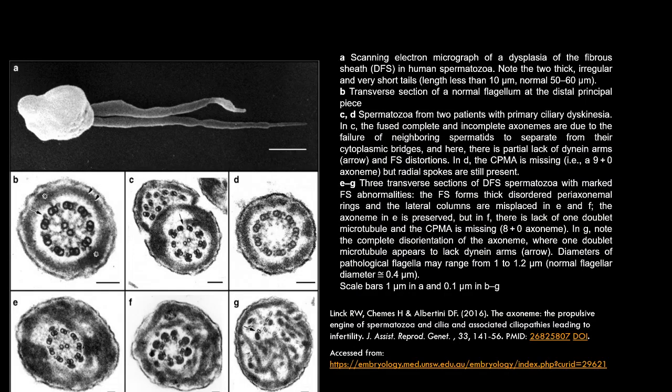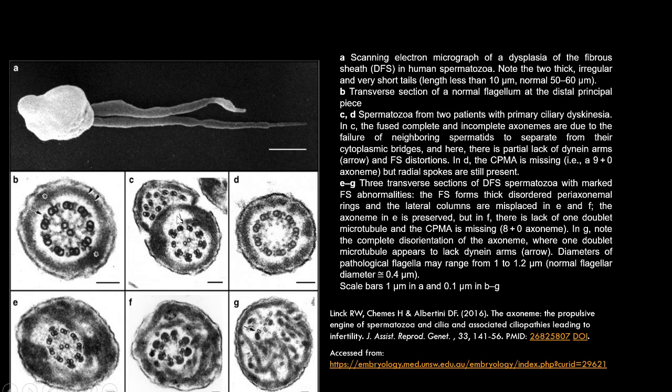Here is the scanning electron microscope of various kinds of pathologies. In this A figure, you can see there is a dysplasia of the fibrous sheath. So there are two tails, very short tails, which are present. This is the normal structure. In C and D, you can see there is difference in the structure. In C, there is two, this is called ciliary dyskinesia.